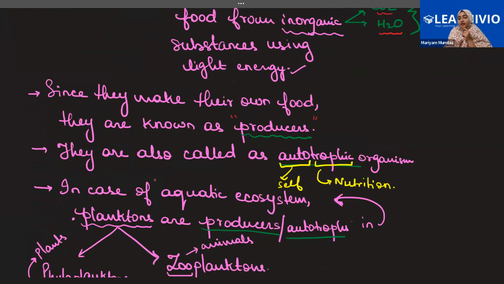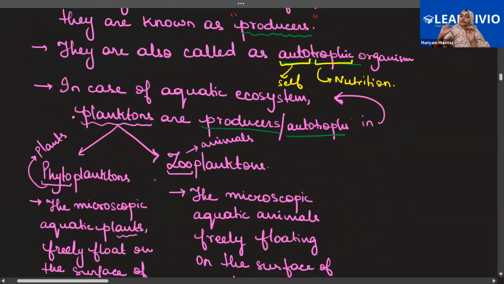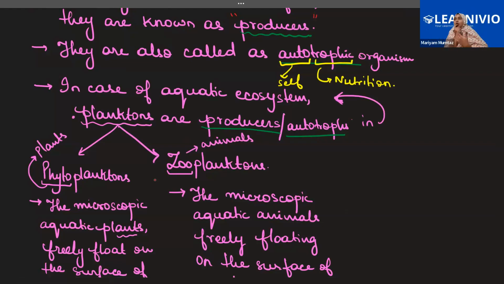Now, in the case of aquatic ecosystem, there's a different story. Because in the aquatic ecosystem, you will not find a land like how it is a dry land on earth, like the land area. But in the aquatic system, you will find aquatic plants, you will find aquatic animals, right? Now, just like how on the land, the plants are the producers, same way, in the aquatic system, planktons are the producers. Planktons.